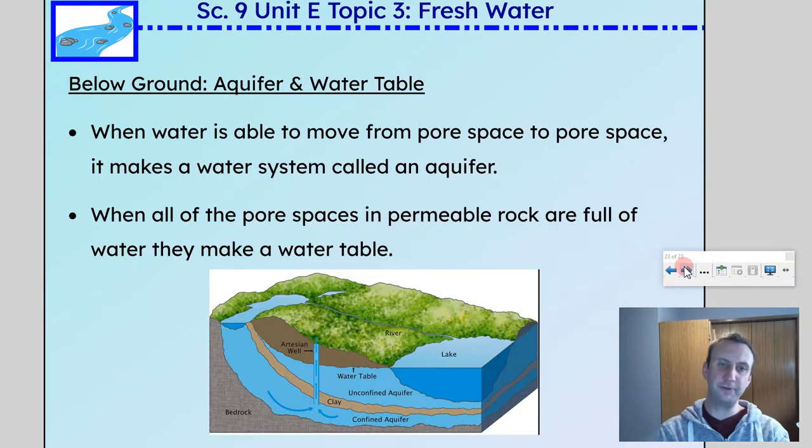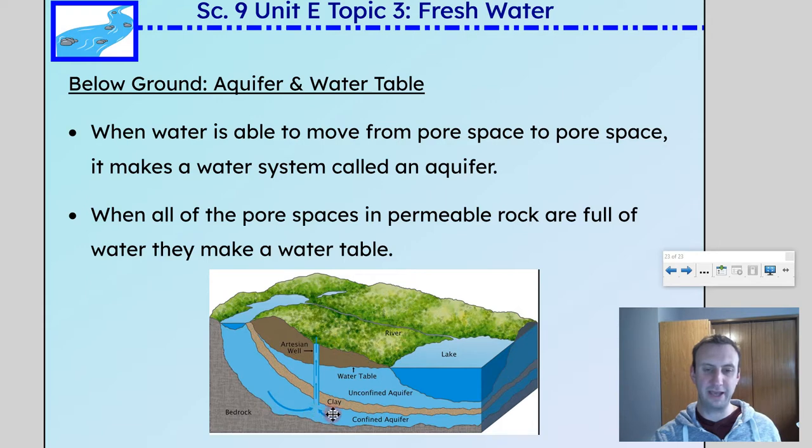Let's talk about aquifers. When water is able to move from pore space to pore space, it makes a water system called an aquifer. When all the pore spaces and permeable rock are full of water, they make a water table. So here you're actually seeing aquifers, which are just kind of like these big reservoirs of water, essentially. There could be material and stuff in there as well. But yeah, so you have these big areas of water.